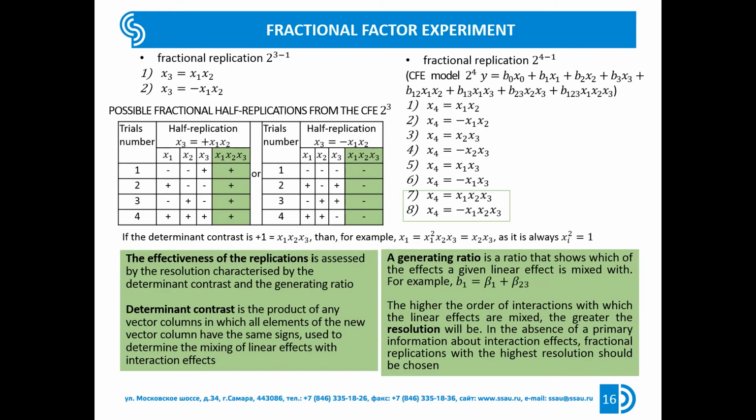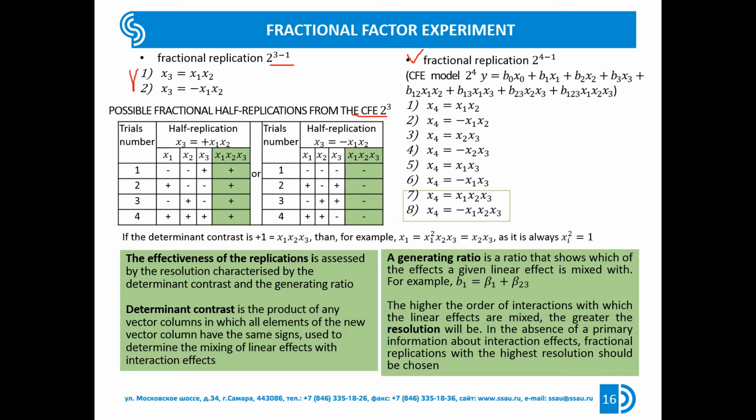In the fractional factorial experiment, different fractional replications can be chosen. If choosing fractional replication like this, there are only two half-replication solutions. Then choosing this fractional replication, it already allows for 8 half-replications, solutions of the FFE, presented in the slide. Possible fractional replications from these are shown in the table. The efficiency of the different replications is not the same. It is used to estimate the resolution determined by the analysis, using characteristics such as determining contrast and generating ratio.